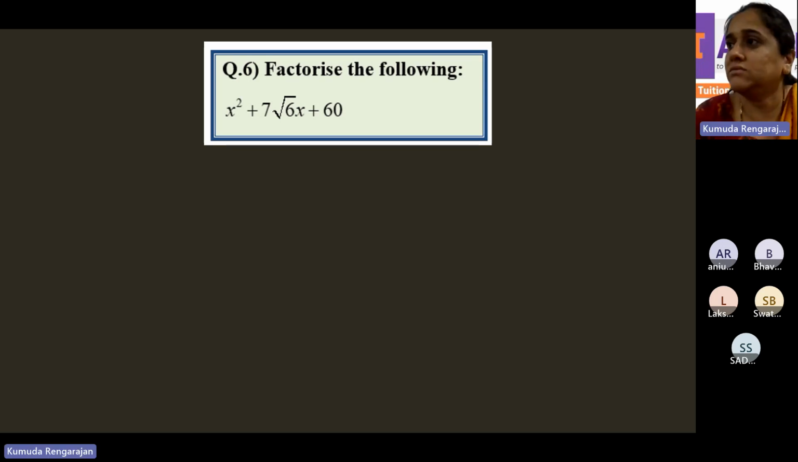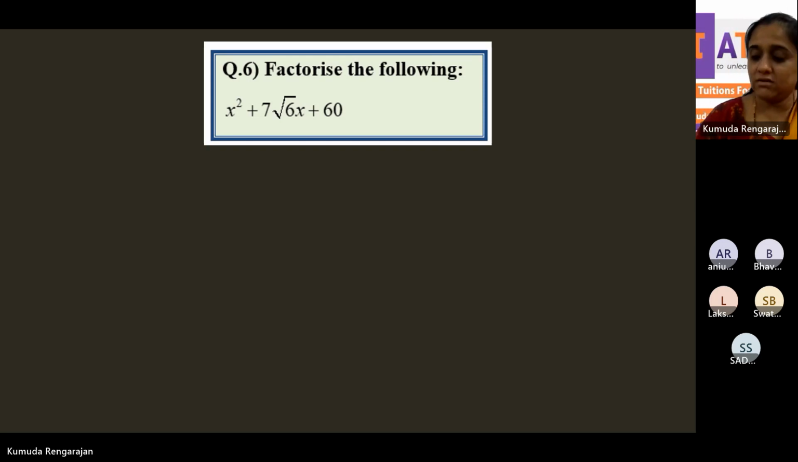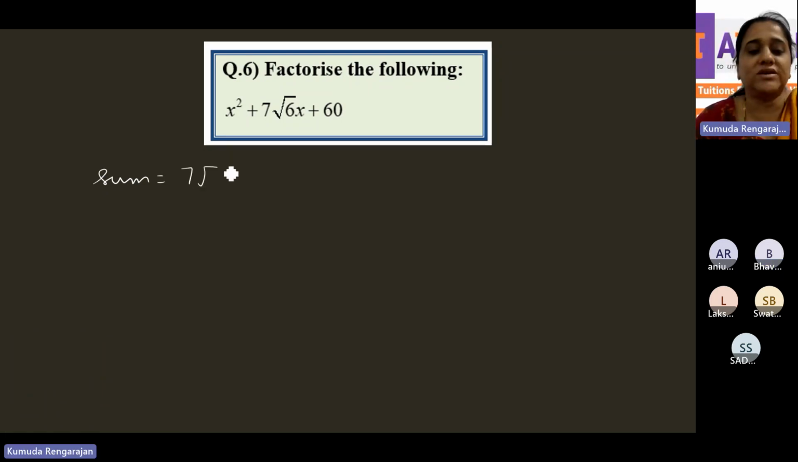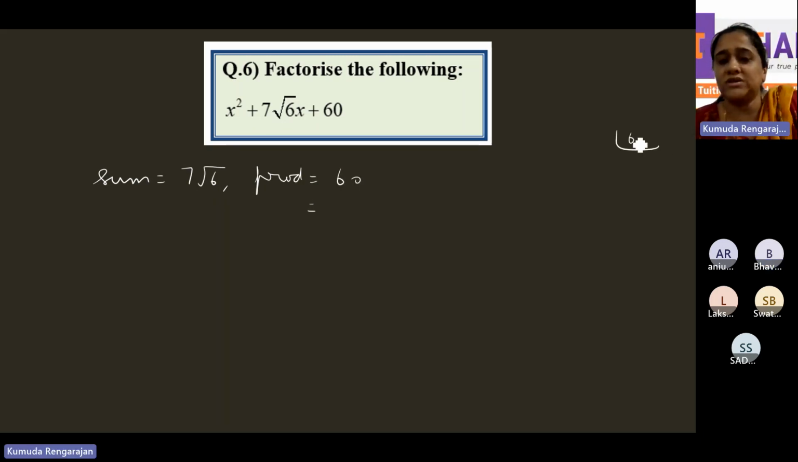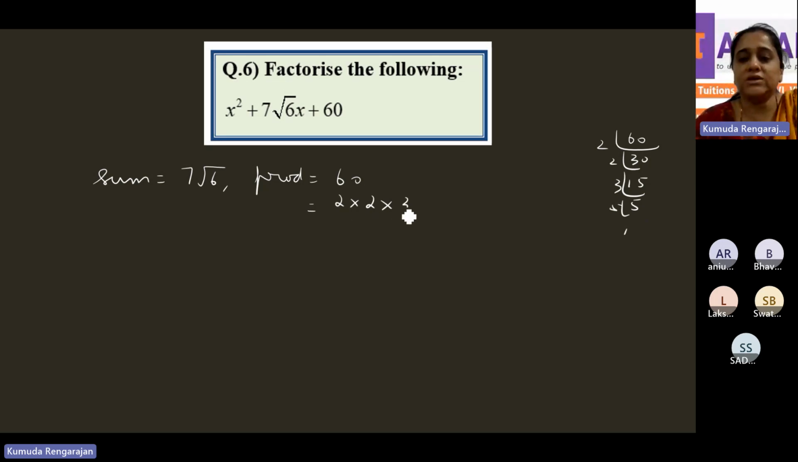Try this one, children. So what is the sum? 7 root 6, ma'am. What's the product? 60, ma'am. So what are the factors of the product? 60 is 2 into 2 into 3 into 5.